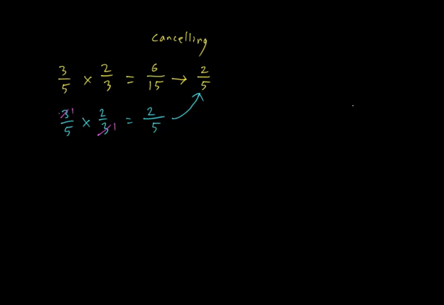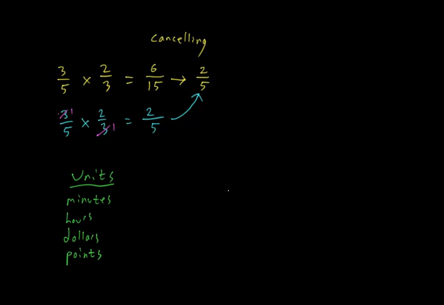So now in this video I'm going to show you how not only can you do that with numbers, but we can also do it with units. Now, when we say unit, we're basically referring to any kind of measurement that is always associated with a number. For example, we have minutes, or hours, or perhaps dollars, or points, maybe if you're playing sports. So these are all called units. So let's take a look at an example.